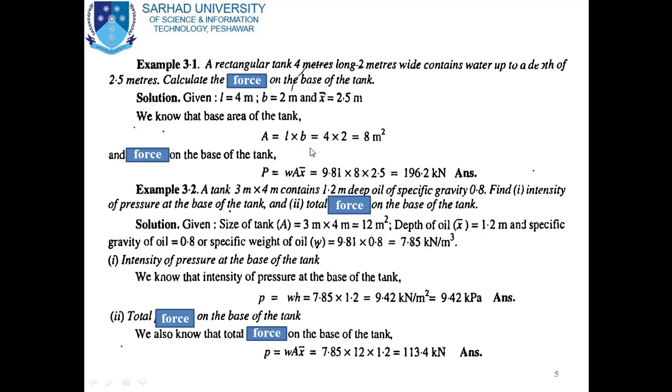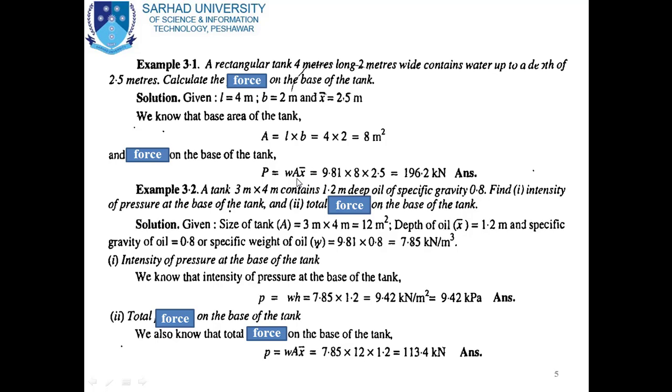Put the values and we will get the area of the base of the tank, which is equal to 8 square meter. And now total force on the base of the tank P is equal to omega A X bar. As the liquid is water, so the unit weight of water is already known, which is 9.81. A is already found, which is 8 square meter, and depth is already given, which is 2.5 meters.